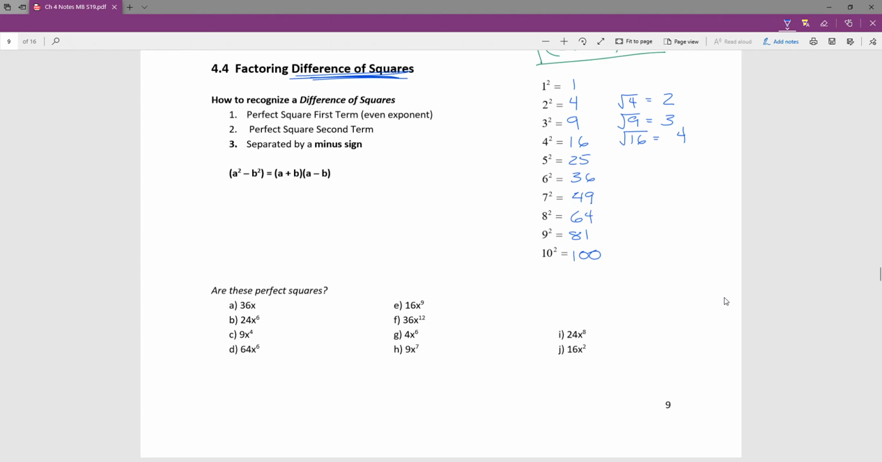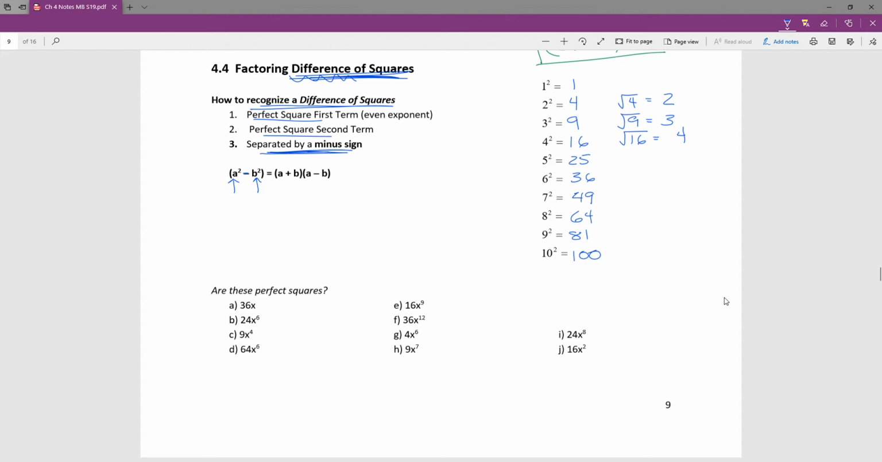And so we're going to use this list as something to reference when we're starting to talk about what we do when there's two terms. So overall, how to recognize a difference of squares is we're looking for a perfect square first term, a perfect square second term, and they're separated by a minus sign. It's a difference of squares, so that means minus. This is the general form for it. So this would be a perfect square, and this is a perfect square, and there's a minus sign in between.